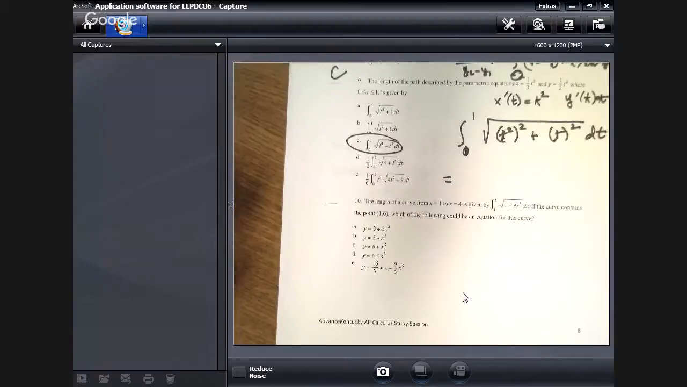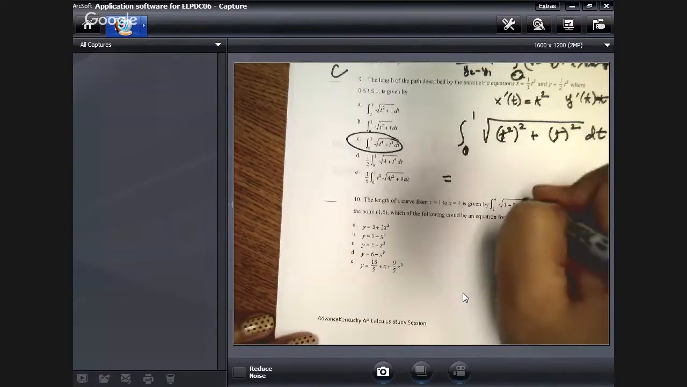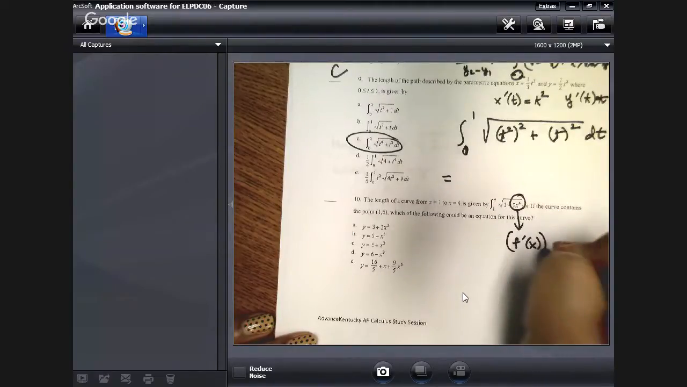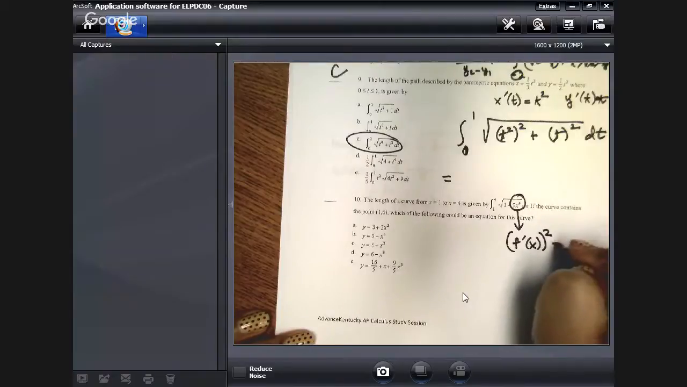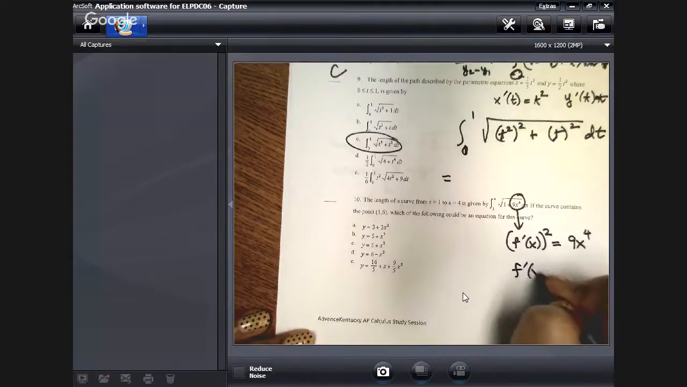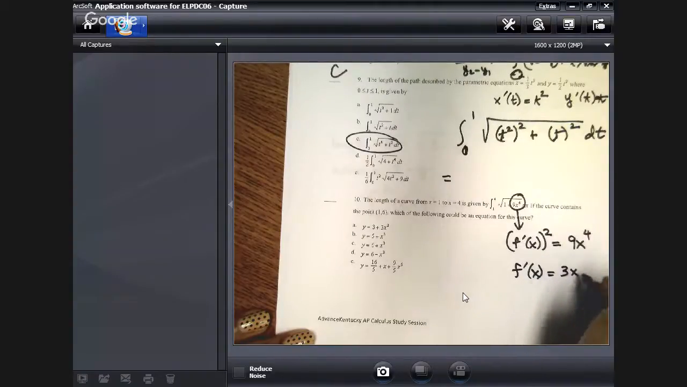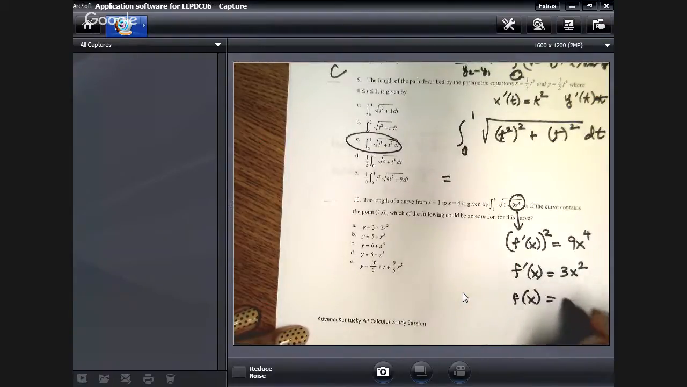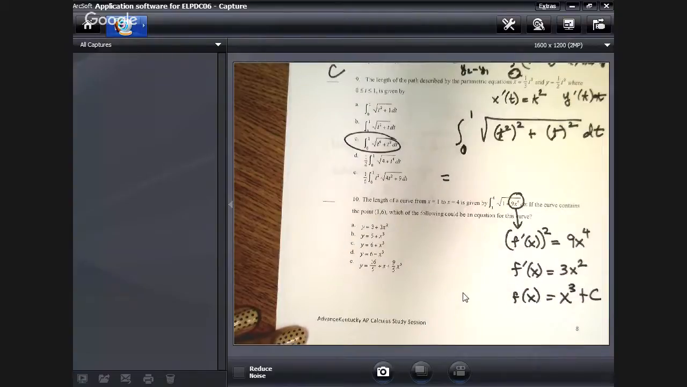For number 10, we're looking at the length of the curve from 1 to 4, and they give us the expression, and they want to know an equation for the curve. Well, this is f prime of x squared, remember? And so that means that f prime of x squared is 9x to the 4th power. So f prime of x is equal to 3x squared. So that means that f of x is x cubed plus some constant.